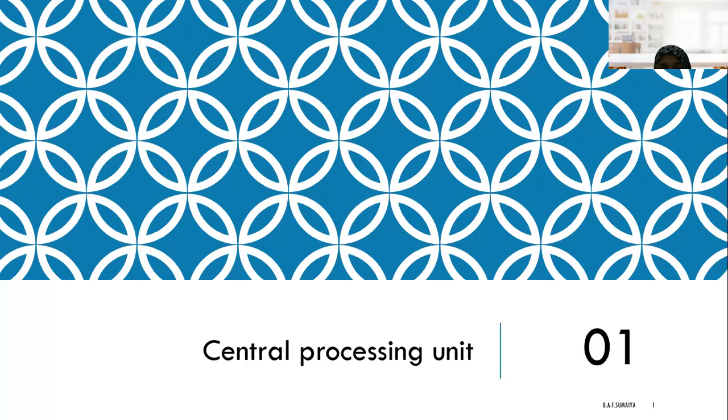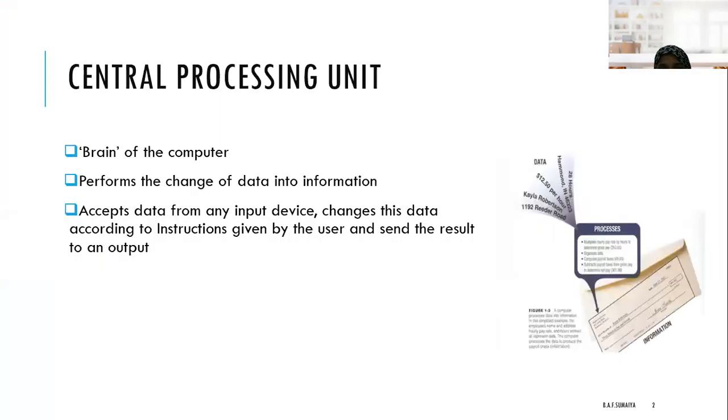Our first topic is Central Processing Unit. The Central Processing Unit is the brain of the computer. It performs the change of data into information, accepts the data from any input device, changes this data according to instructions given by the user and sends the result to an output.